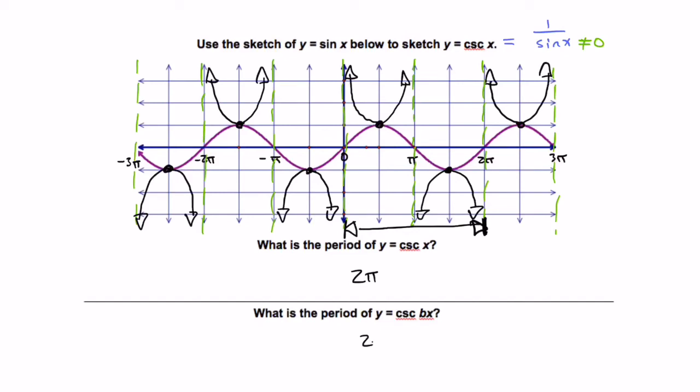If it's cosecant bx, then that's a horizontal compression by a factor of 1 over b, or maybe it's an expansion, depending on what b is. But either way, you're multiplying by 1 over b, so 2 pi times 1 over b is 2 pi over b.